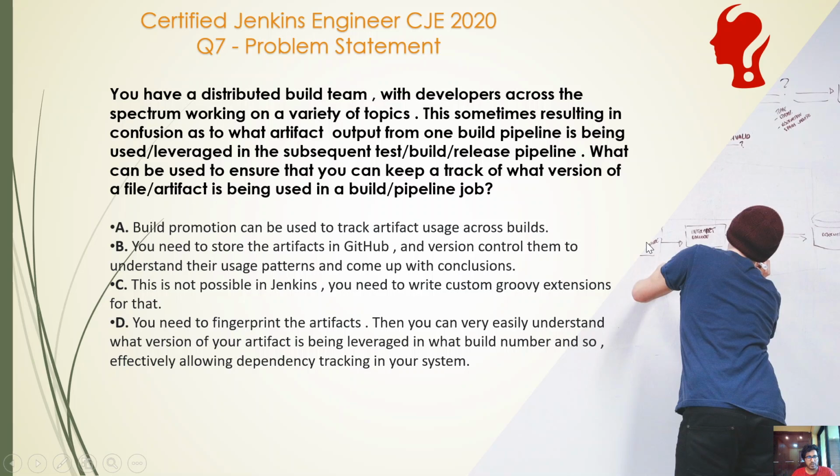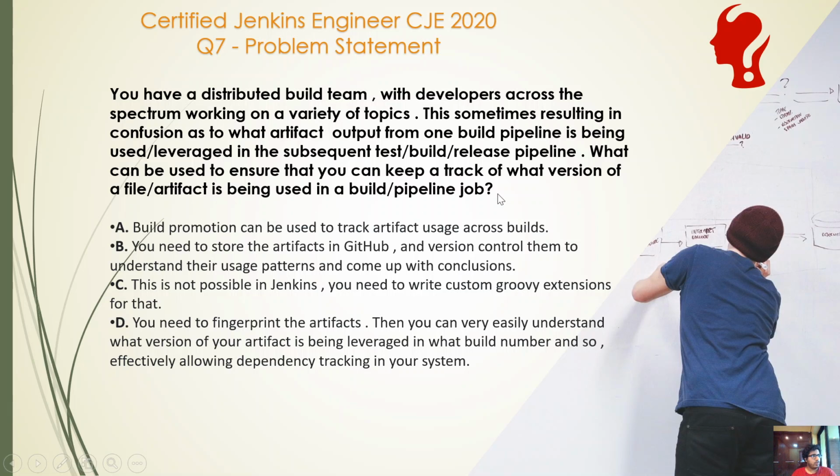This is question 7. You have a distributed build team with developers across the spectrum working on a variety of topics. This sometimes results in confusion as to what artifact outputs from one build pipeline is being used or leveraged in the subsequent test or build or release pipeline. What can be used to ensure that you can keep track of what version of a file or artifact is being used in a build or a pipeline job?